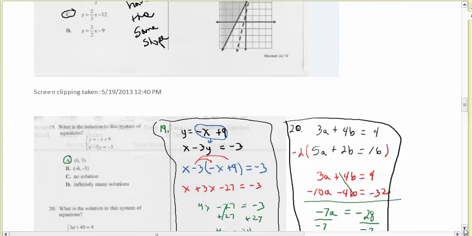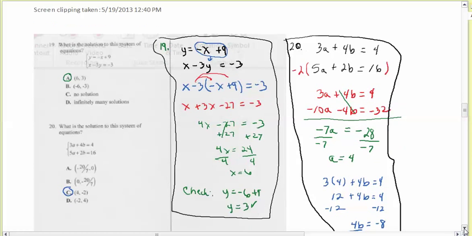Okay, number 19. Number 19, the work is right there. It is a substitution method, so I substituted the -x plus 9 where I see a y. I went ahead and did my distributive property. I added my x's together, and I have -27. I'm going to add 27 to both sides, divide by 4. I got my x is equal to 6.